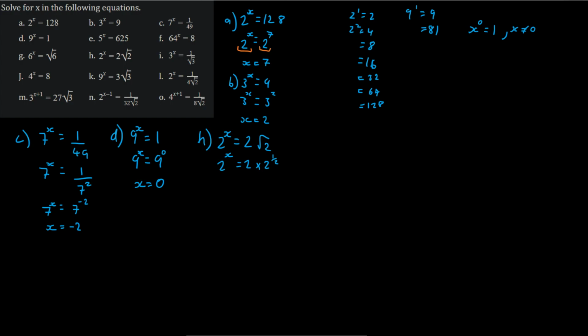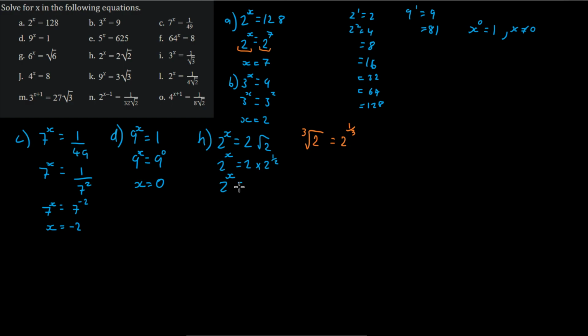It's a fractional power. If it had said, let me use a different color for this, the third root of 2, that would be 2 to the power of 1 third. That's all. Let's head back to this one now. So we've got 2 to the power of x equals 2 times 2 to the power of a half.